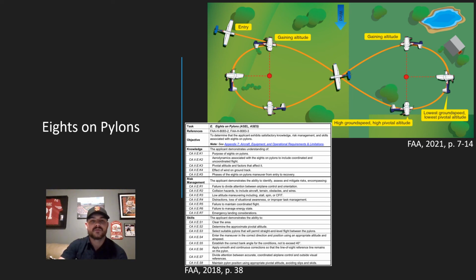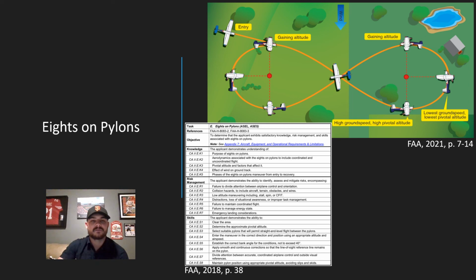To perform the maneuver, before anything, clear the area. Next, determine the pivotal altitude and select 2 pylons. Then enter the maneuver in the correct direction and position using the proper airspeed and altitude. Establish the necessary bank, which should not exceed 40 degrees. Throughout the turn, the pilot should make smooth corrections to keep proper line of sight while dividing attention between coordinated airplane control and outside visual references and avoiding slips and skids.